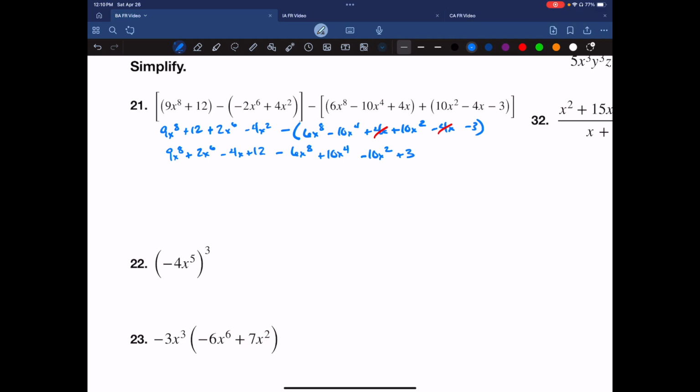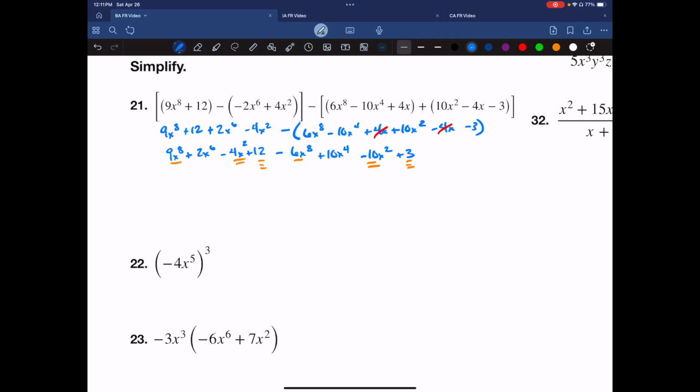And so now I'm going to take a second and mark up my like terms. So I got x to the 8th here and there. I got x to the 6th by itself, and x to the 4th by itself, and x squared by itself. So I have an x squared here and here, and then I have a constant term here and here.